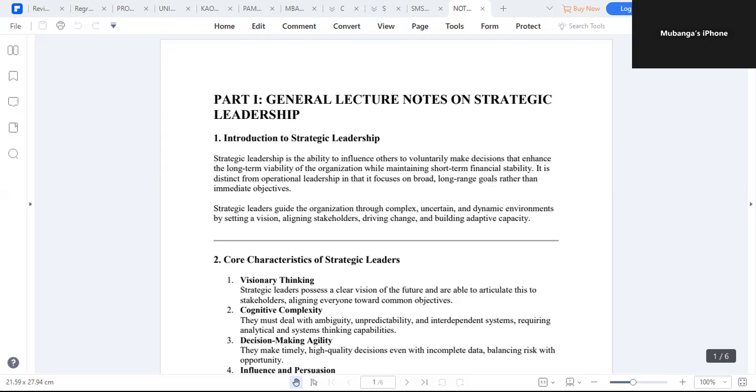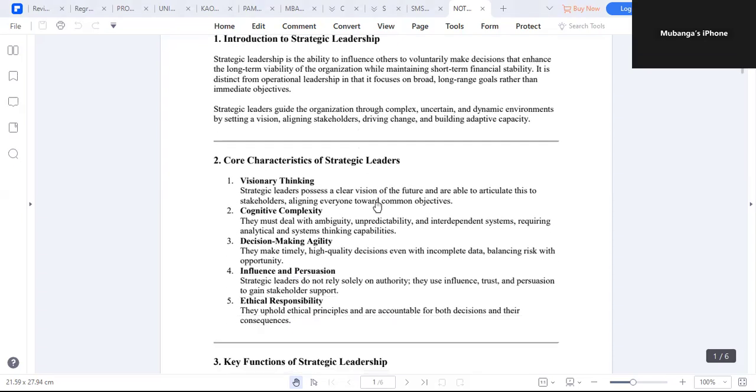These strategic leaders should demonstrate a certain unique combination of attributes, which we call cognitive, emotional, and behavioral attributes. So they should distinguish themselves from other types of leaders. Strategic leaders have certain characteristics that set them apart to operate in an efficient manner in this uncertain, ever-changing environment. So here are some of the characteristics that are embedded in strategic leaders.